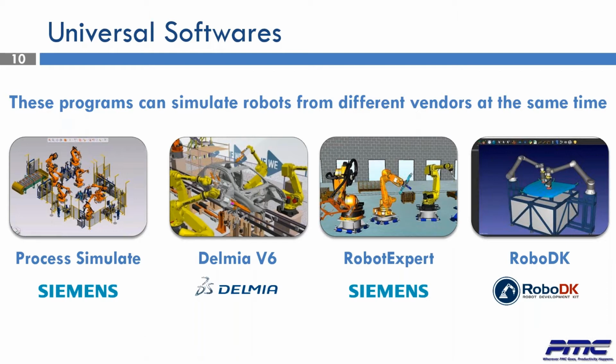So in this case, Robot Expert is best suited for small and medium-sized businesses, and Process Simulate ends up becoming the most complete of the Siemens platform, facing the direct competitor DELMIA, which are the biggest players in the market in terms of digital manufacturing platforms.